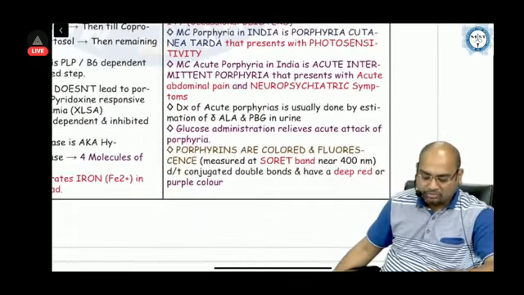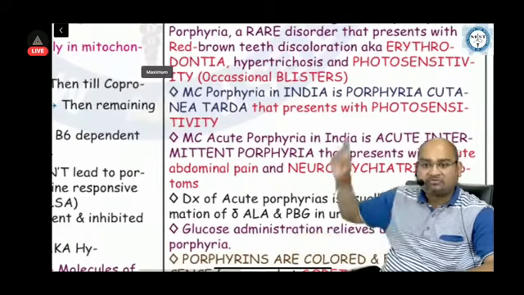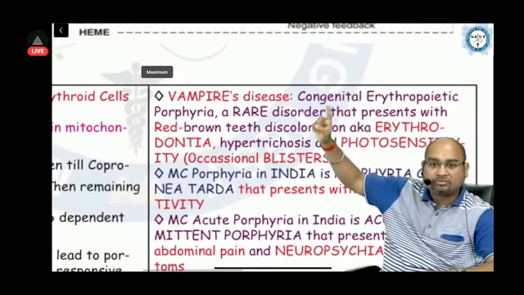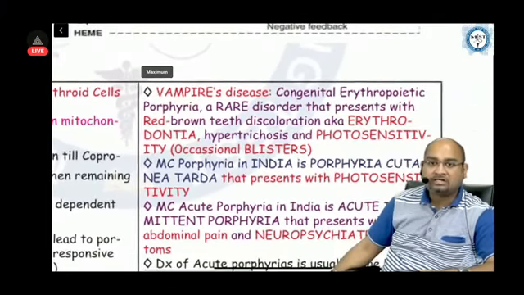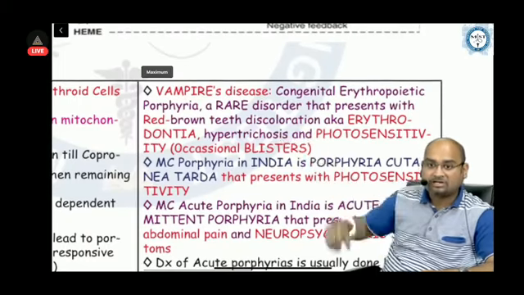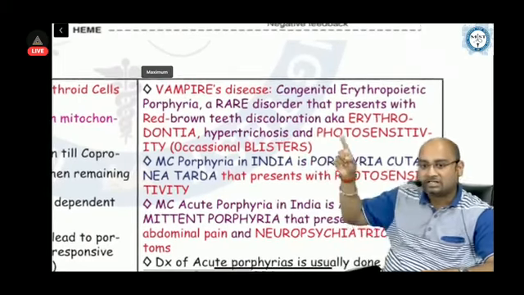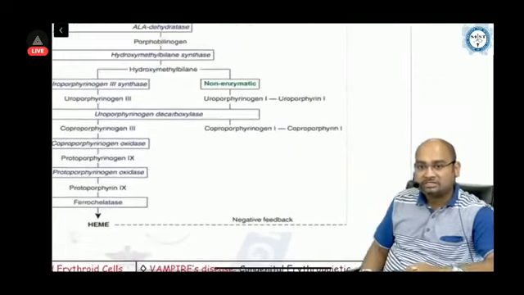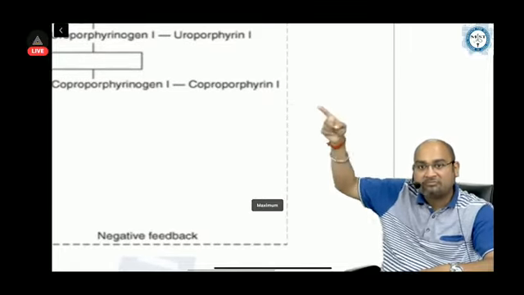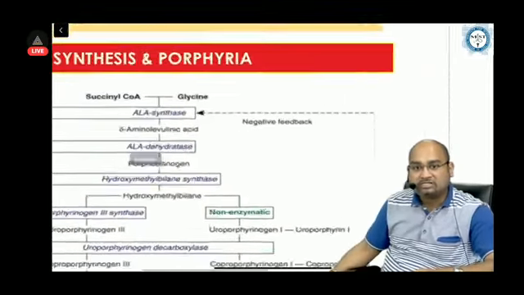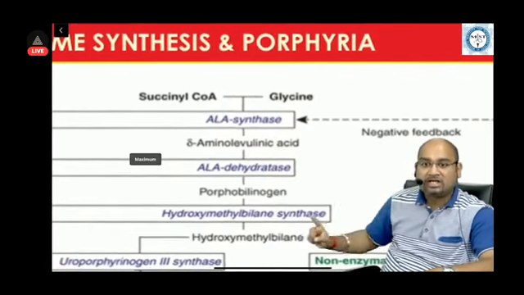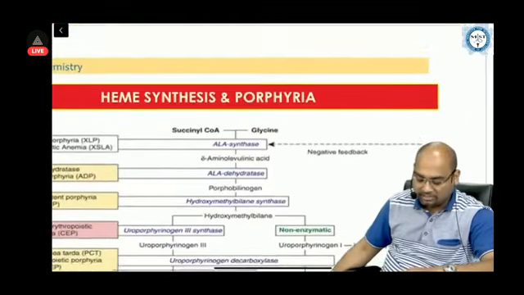Please try to understand, the most common porphyria in India overall is porphyria cutanea tarda, though vampire's disease is known as congenital erythropoietic porphyria, where we have the classical triad of red colored teeth because of staining, excessive body hair growth, hypertrichosis, and photosensitivity whenever they are exposed to sunlight. In vampire's disease, coproporphyrin 1 will come out in the urine, whereas delta ALA and PBG will come out in urine in HMB synthase deficiency, that is acute intermittent porphyria.